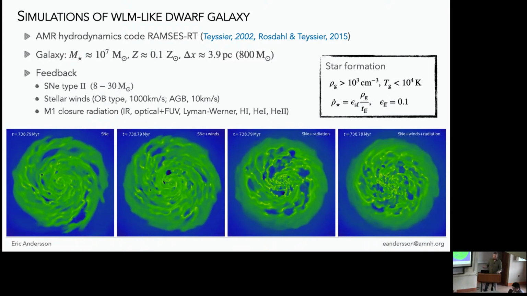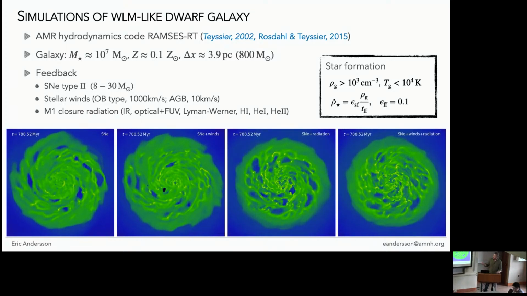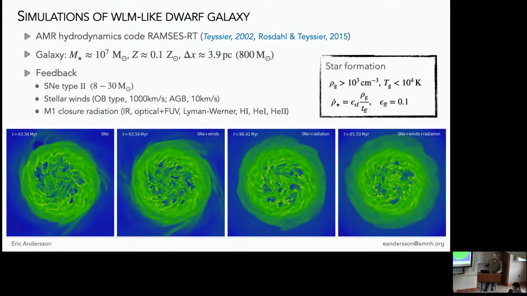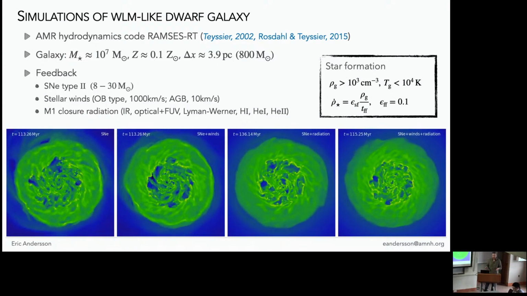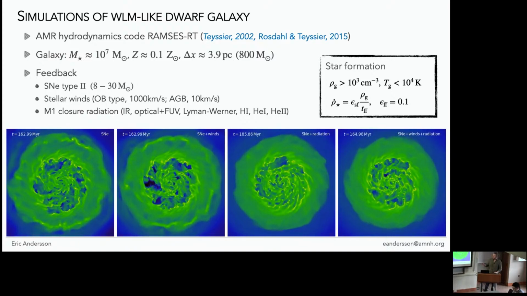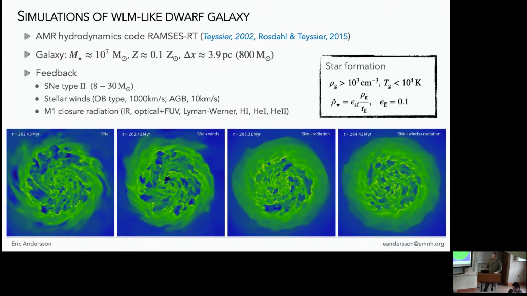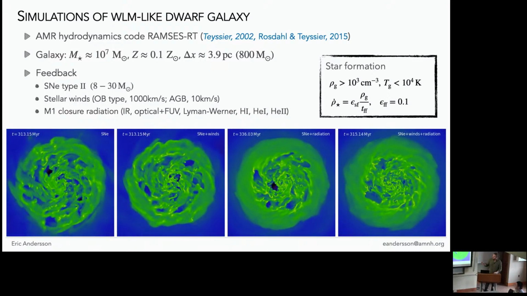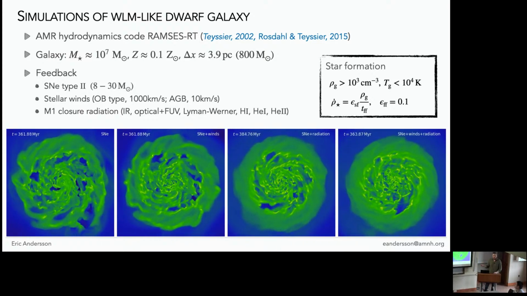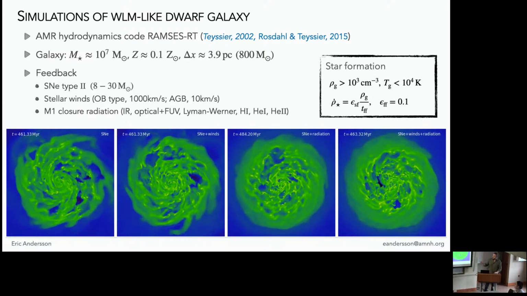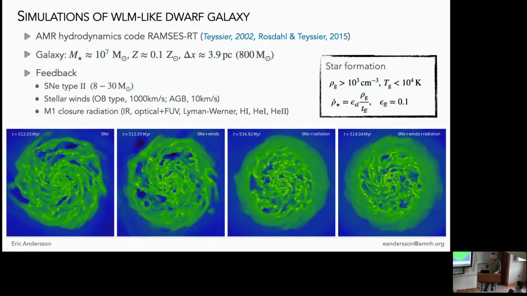The thing that I varied in this simulation is how I injected feedback. So I have one simulation where I inject type 2 supernovae, and for this I assume that stars between 8 and 30 solar masses release 10^51 ergs at the end of the main sequence. And if they're more massive than 30 solar masses, I assume they directly collapse into a black hole. This is a detail that I'll come back to a little bit later.